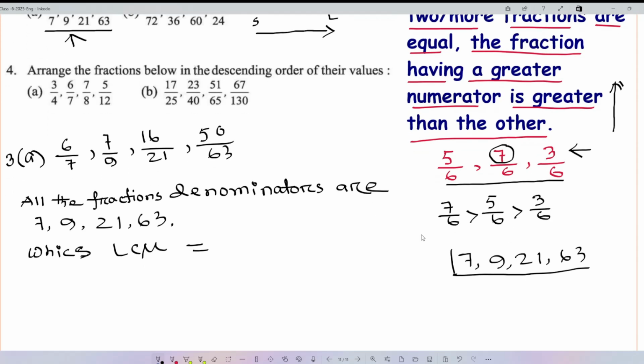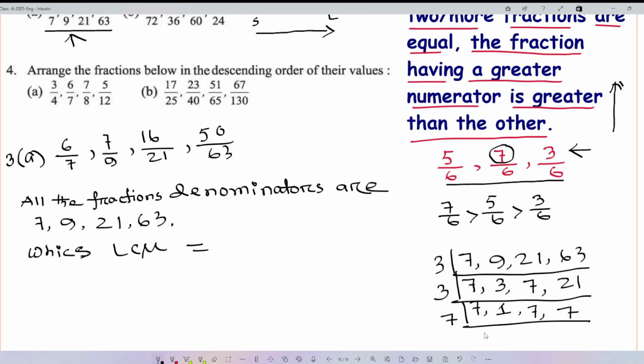So everything we can divide by 3. So 7 is 7, 9 becomes 3, 7 stays, and 21 becomes 7. Now we can divide by 7 or by 3. 7 becomes 1, then 7, and 7. Now we can divide by 7, so 1, 1, 1, 1. So 3 times 3 is 9, 9 times 7 is 63. So our LCM is 63, and this 63 is the common denominator.